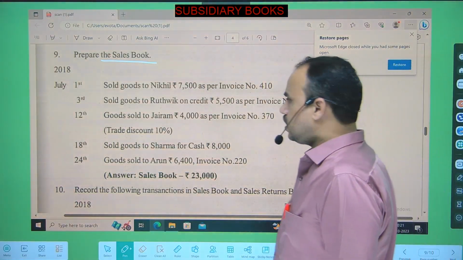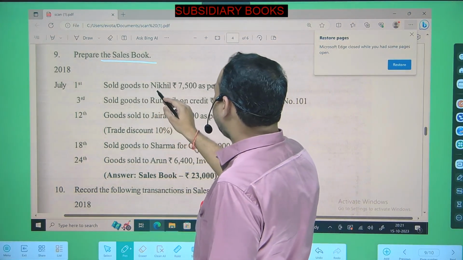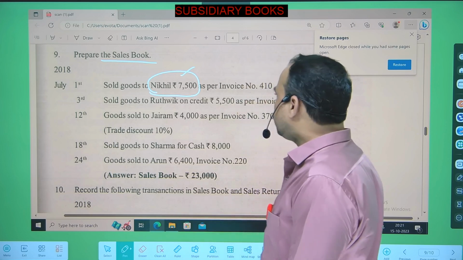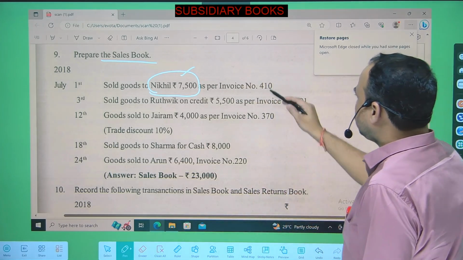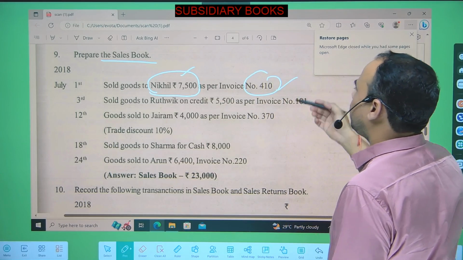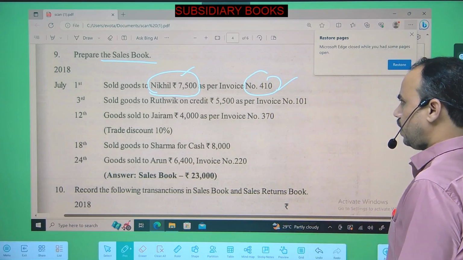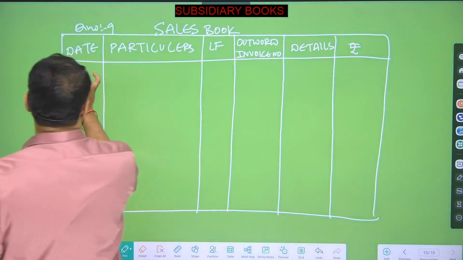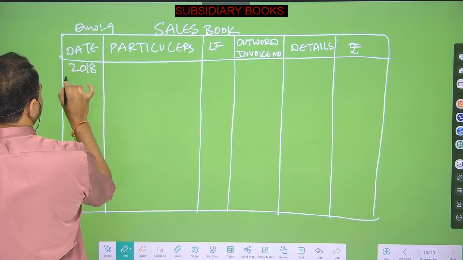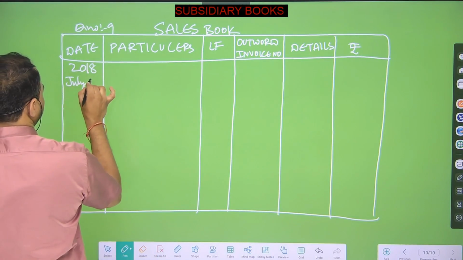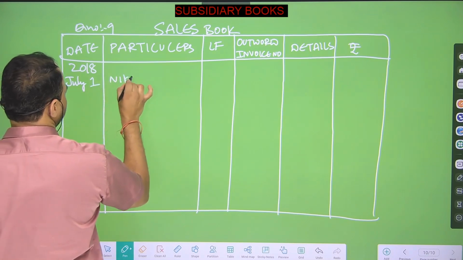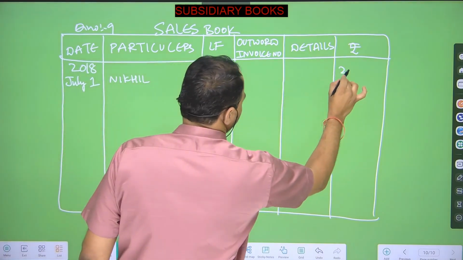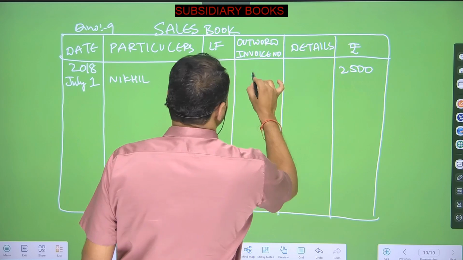Right, what is given here? Sold goods to Nikhil. Sold goods to Nikhil, how much? 7,500. Invoice number is given. Invoice number is nothing but bill number. So 2018 July 1st, Nikhil, 7,500. 2018 July 1st, name Nikhil, amount 7,500.